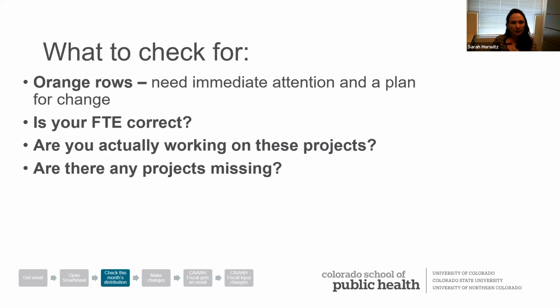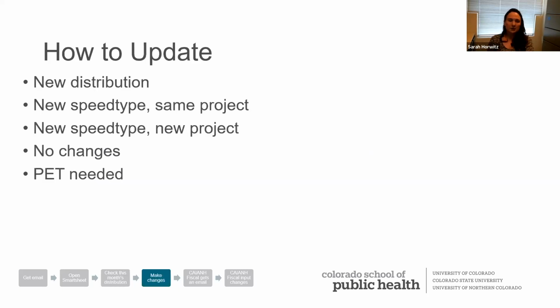And then, thinking programmatically, you would look and say, oh, I'm 20% on this project and I didn't work on it this month. That might be a time to think about where you're actually putting your time on which projects. And then the question of whether any projects are missing. So I actually put a lot of time on a project last month that isn't on my distribution. That would be a time that you would reach out or add that in. And then here are the different things that you probably will need to update throughout. I'll go through them one by one.